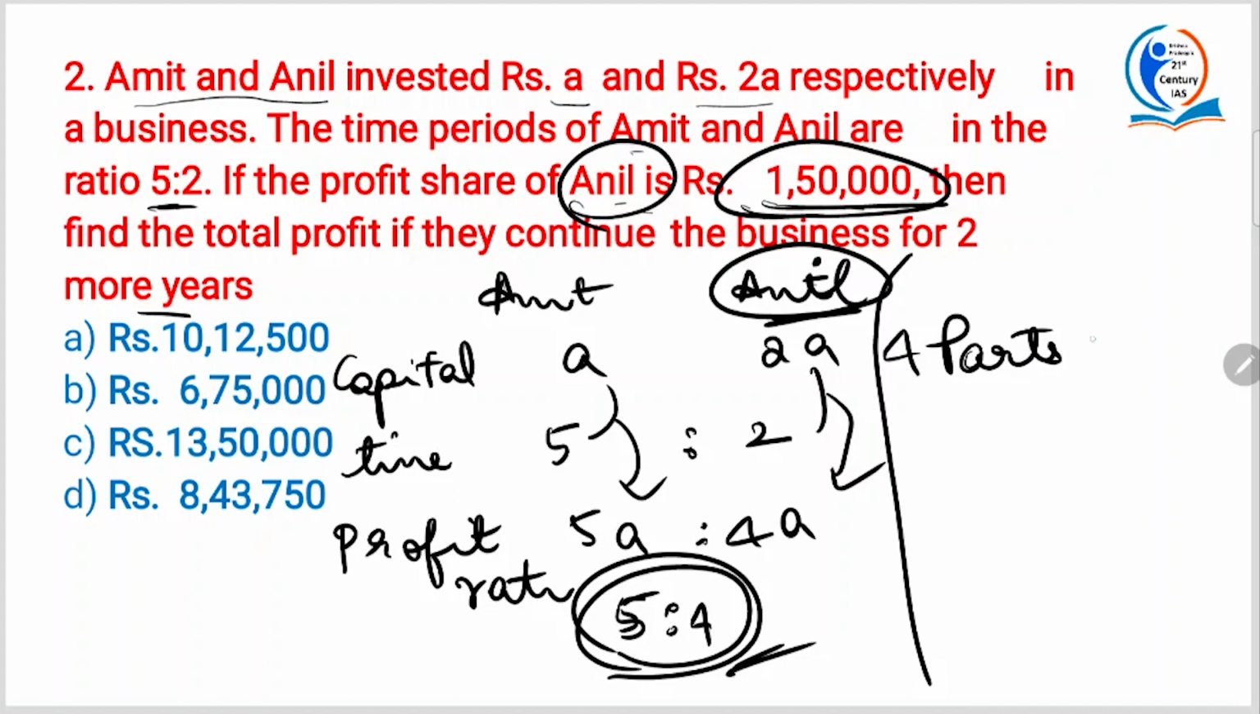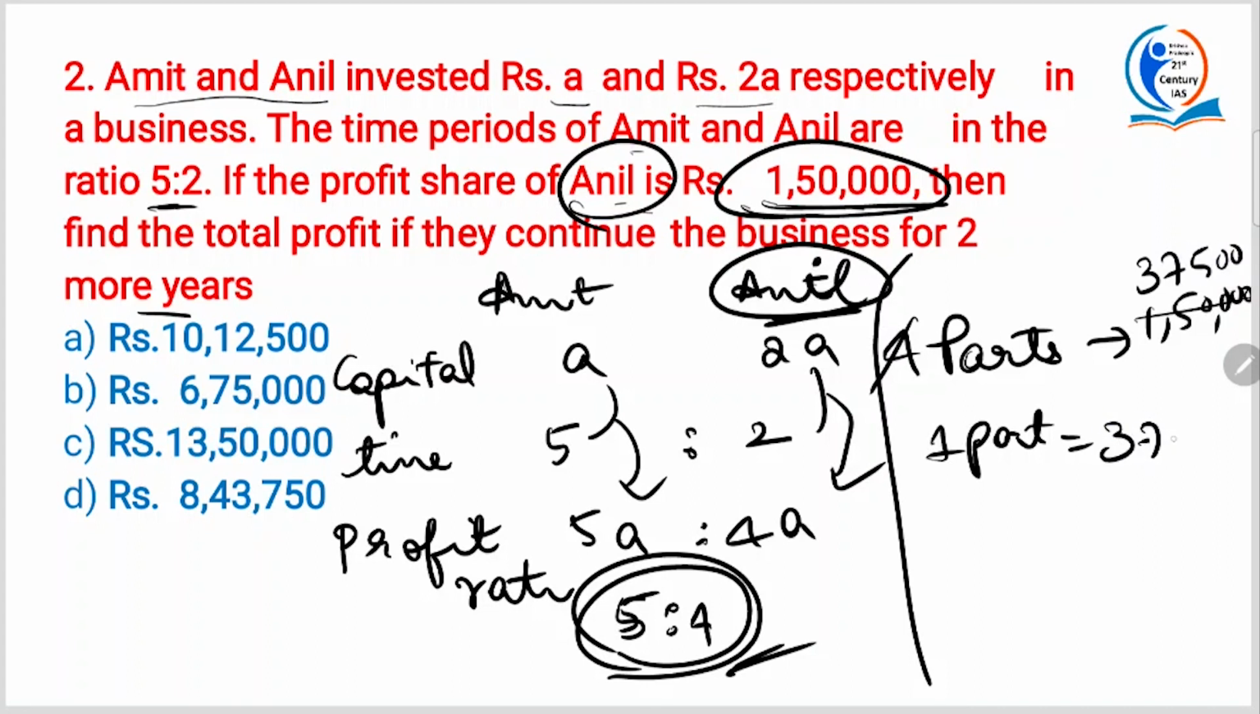4 parts of profit is how much? 1,50,000 rupees. Alright, then one part is how much? 4 ones are 4, 4 threes are 12, 4 sevens are 28, 2 will be remaining, 5, 2 zeros, 2 zeros. It is 37,500 rupees. Alright, now what is the total profit is what they asked.